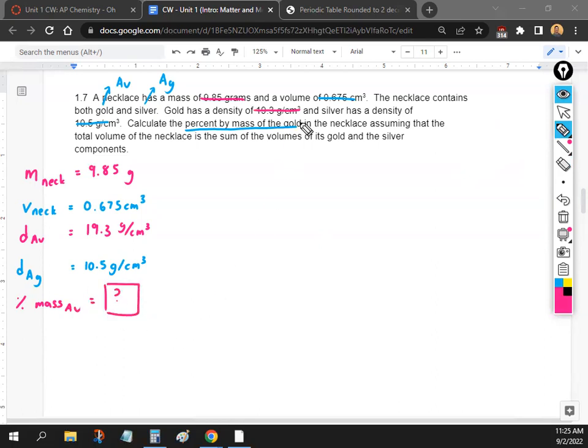Okay, assuming that the total volume of the necklace is the sum, so when you add them together, add the volume of the gold and the silver, that's going to give you the total volume. So the volume of the necklace, the total necklace, is equal to the volume of the gold plus the volume of the silver, and that should be everything in there.